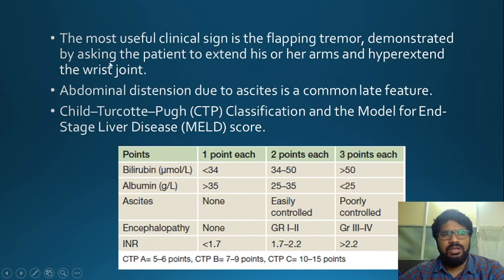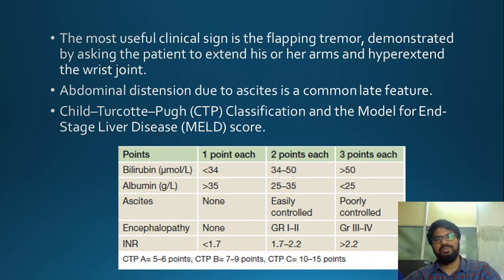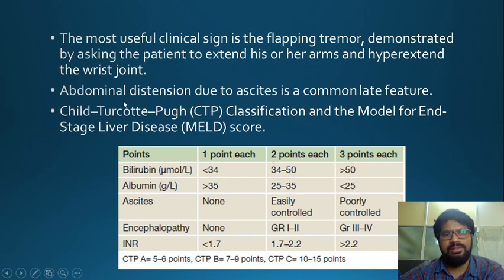Next, in the case of chronic liver disease, the most useful clinical sign is flapping tremor. You ask the patient to extend his arms, hyperextend his wrist, and close his eyes. You can see the tremors in this hand, which is known as flapping tremor, and it is the most useful clinical sign. Next, ascites leading to abdominal distension is a late feature.